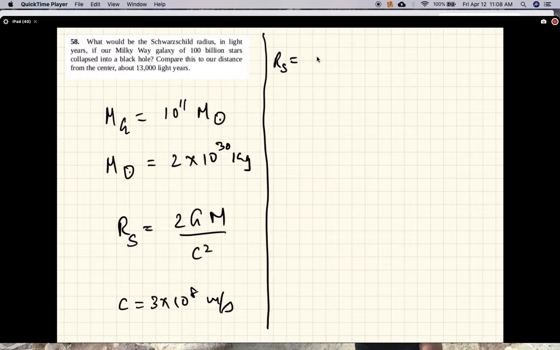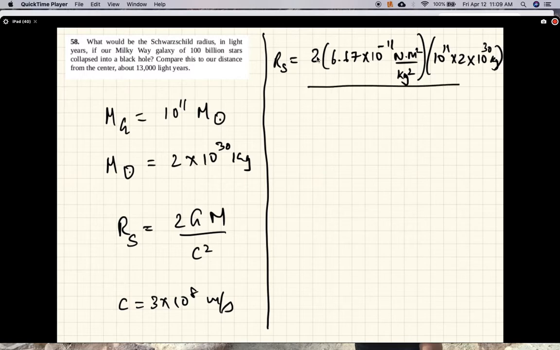Okay, so G is 6.67 times 10 to the minus 11 Newton meter square per kg square. Okay, and the mass is 10 to the power 11 times the solar mass, which is 2 times 10 to the 30 kg, divided by 3 times 10 to the 8 meters per second, squared.